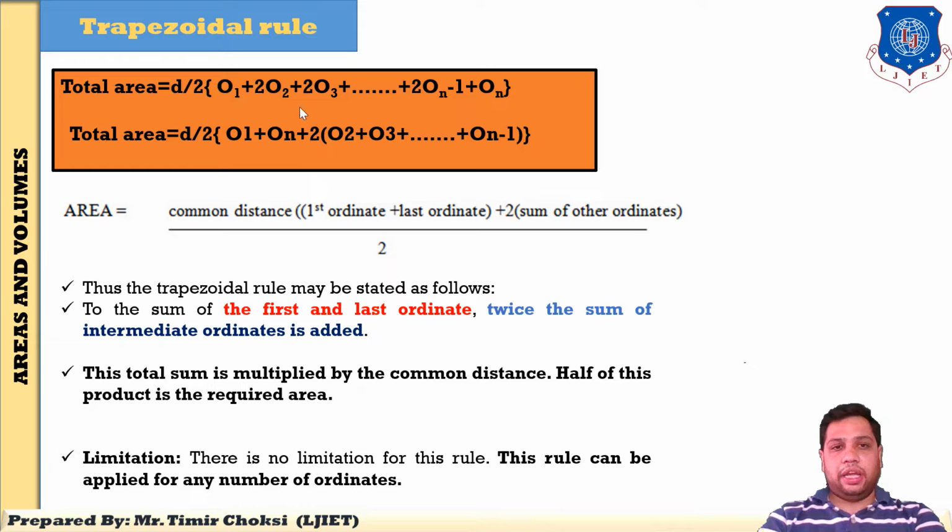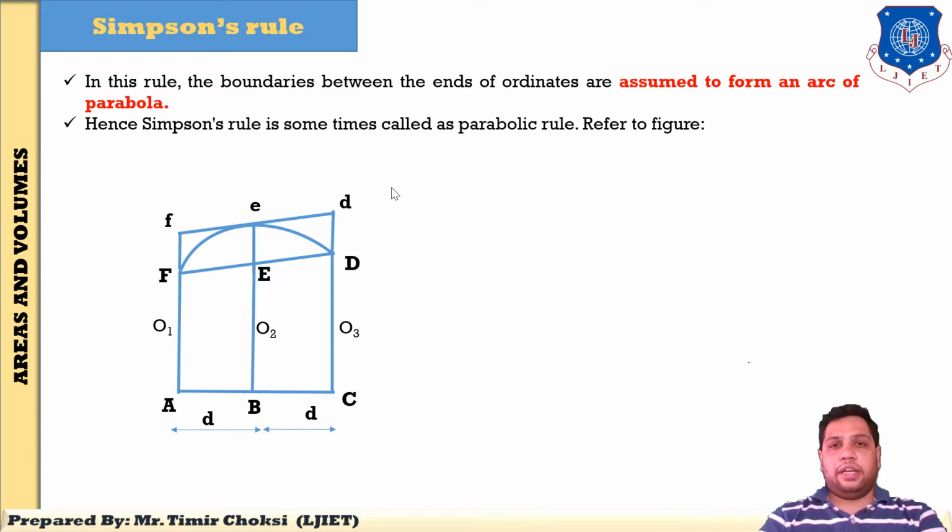So this is our equation. I will repeat this equation: d by 2 in a bracket, first ordinate plus last ordinate, plus 2 in bracket, sum of the remaining ordinates. Now after understanding the trapezoidal rule, the second rule is the Simpson rule.